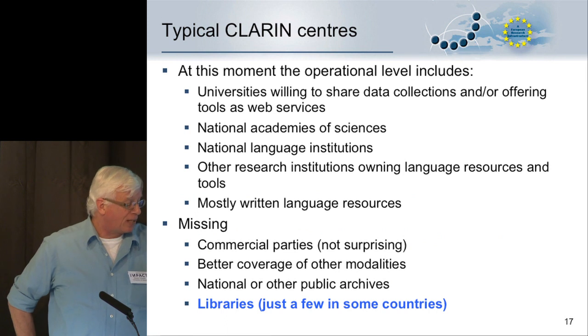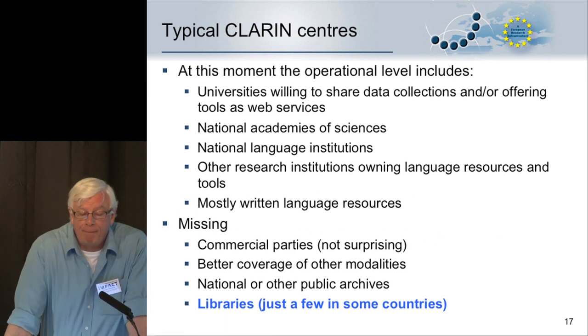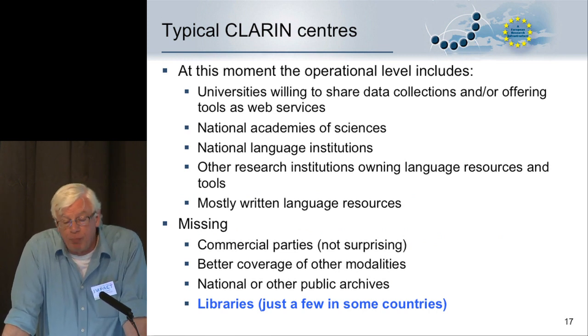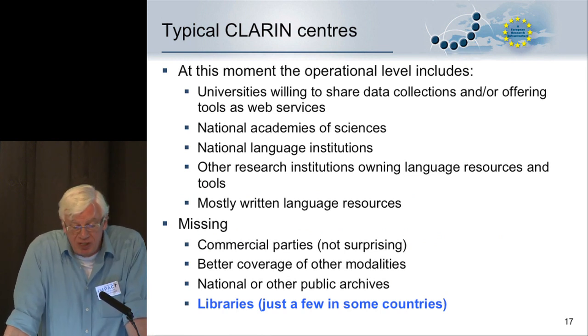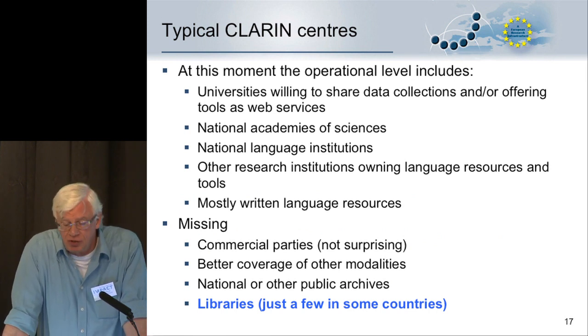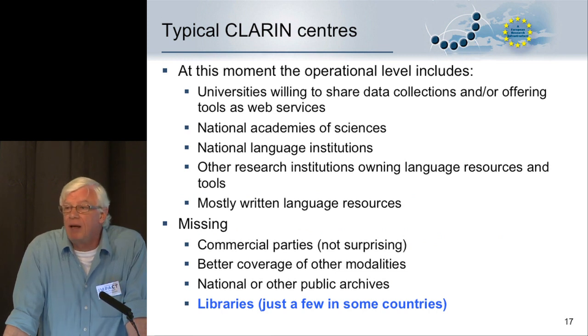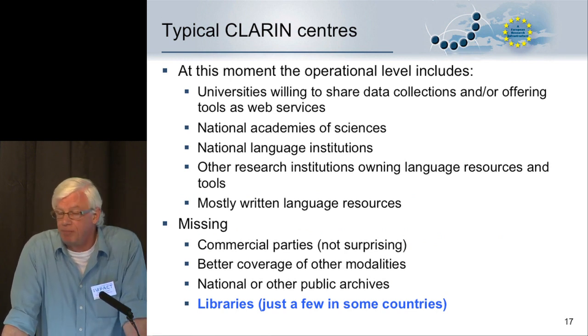If you now look at the universe of typical Clarion centers, then we see lots of universities, who share both data collections from research projects and tools. We see national academies of sciences, national language institutions, and other research institutions that own language resources and tools. And if you look at the nature of these materials, the large majority of them is written material.